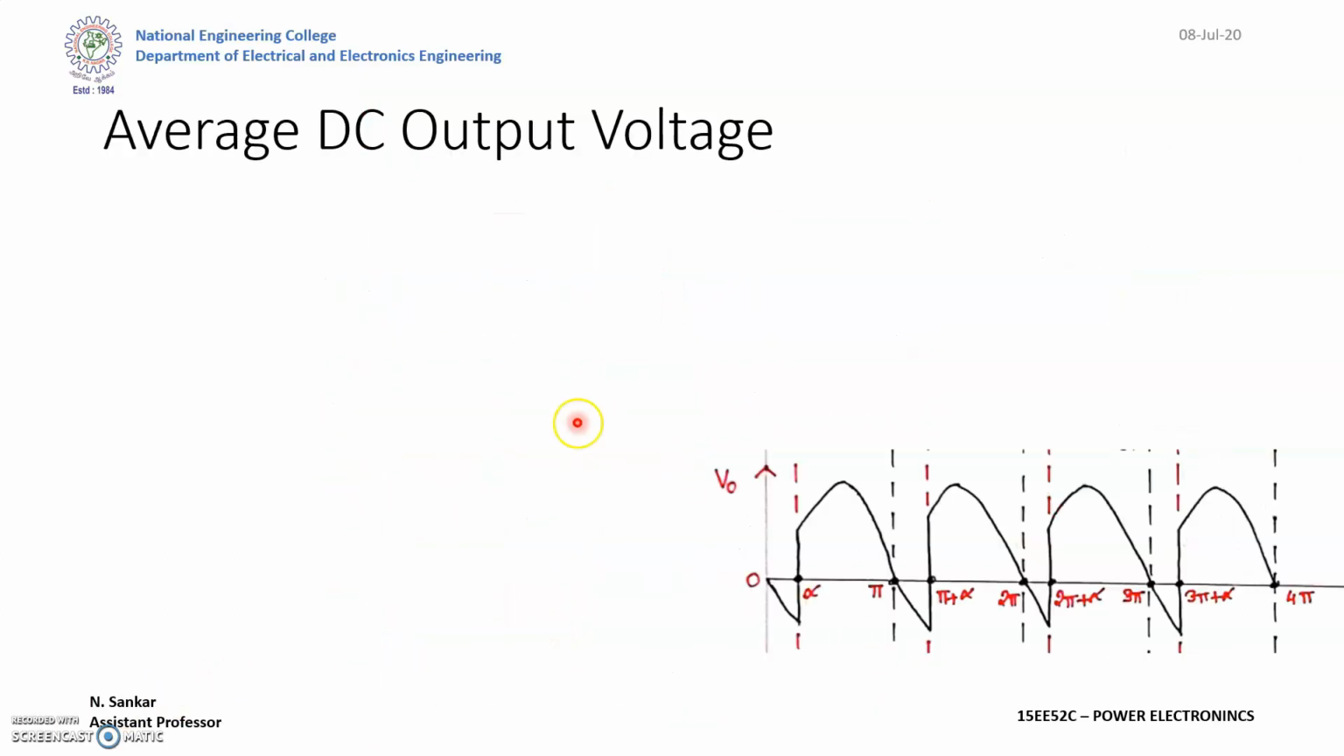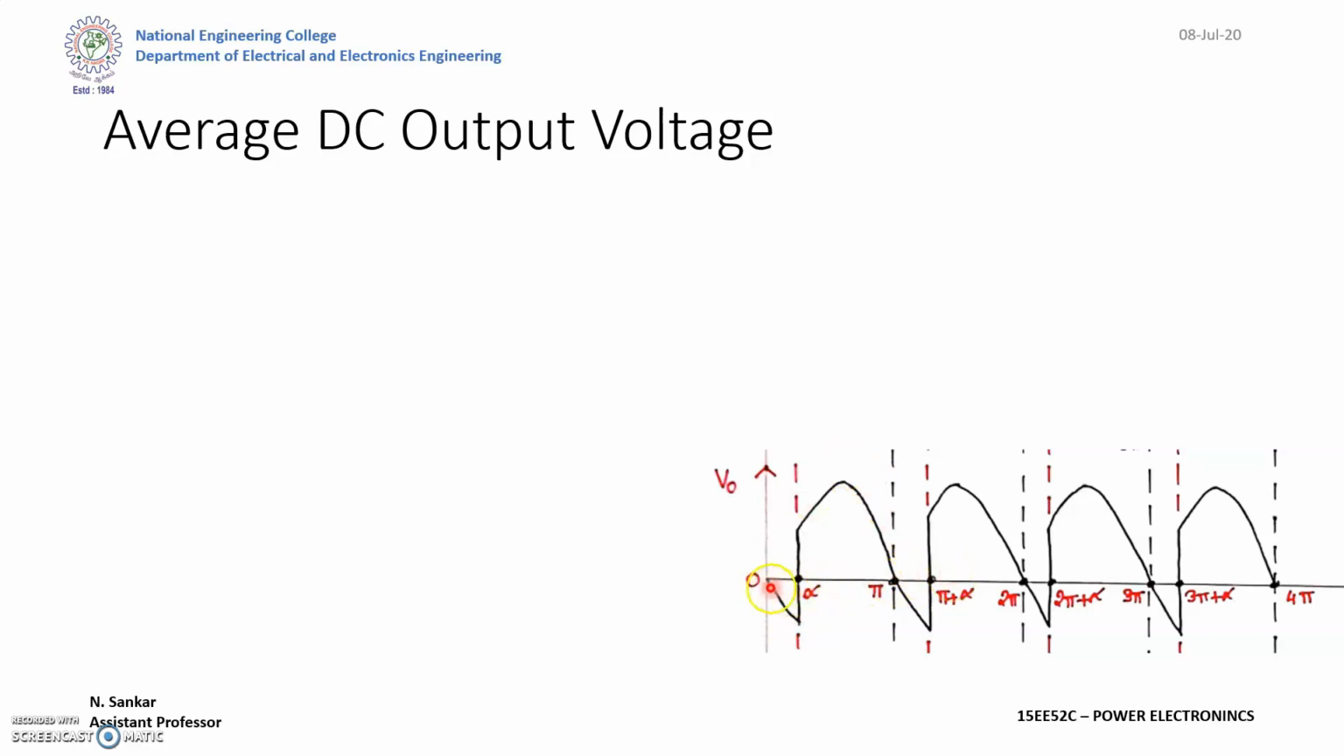Now moving to the average DC output voltage. Our aim was to find the expression for the average DC output voltage. Here we will take the interval from alpha to pi plus alpha, because this is a shape which is repeating throughout the cycle. So I'm taking this as a repeating shape, and the time period will be from 0 to pi.